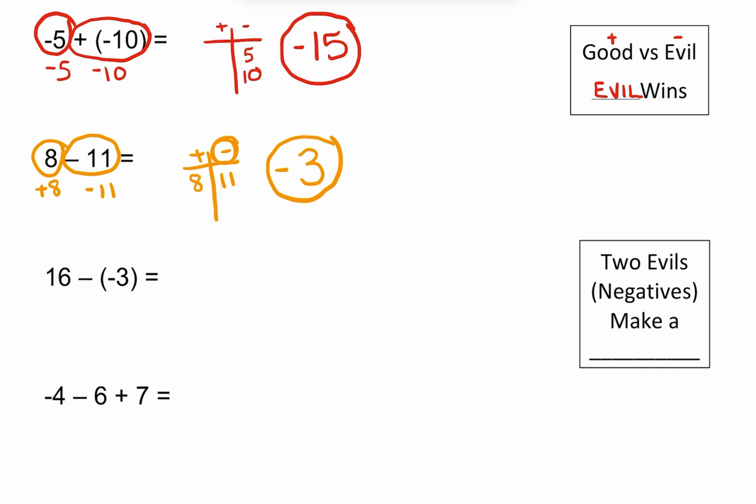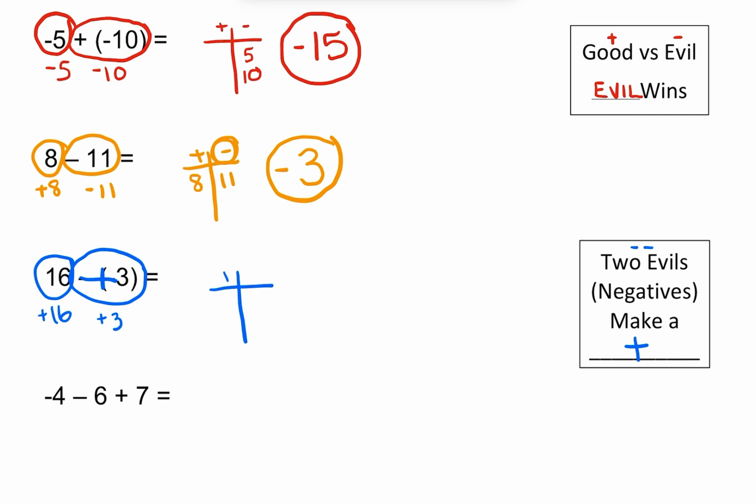All right, next one. Circle. Rewrite. 16 is positive. And then I have two evils or two negatives right next to each other. So two evils make a positive. So that is a +3. Make that big old plus sign.